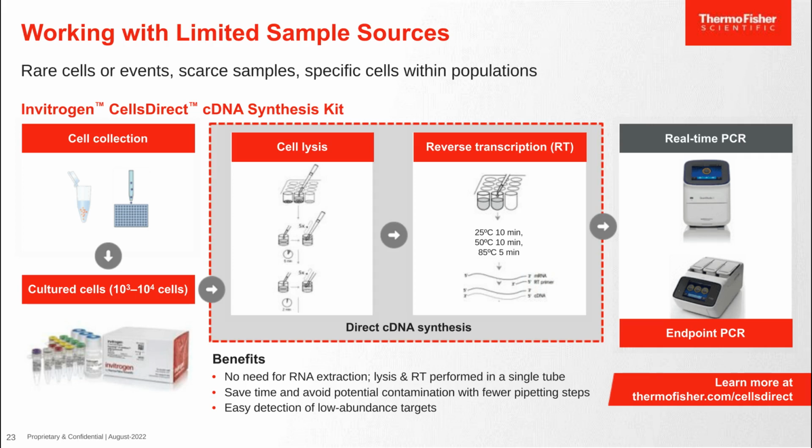One possible solution is to use specialized reagents that allow you to perform reverse transcription without RNA purification, such as the Invitrogen Cells Direct cDNA Synthesis Kit. With this kit, you can go from cell collection, culture, and mammalian cell lysate directly into cDNA synthesis in a single tube. Since RNA isolation and purification is not necessary, loss of your total RNA sample is prevented, which is ideal when working with low RNA input.